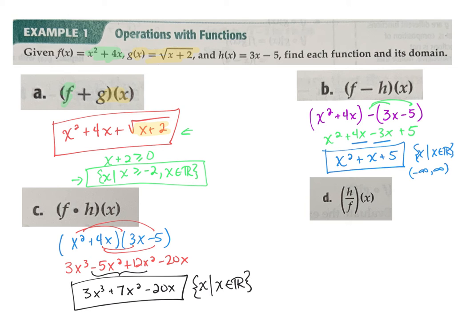No stipulations on that one either. No limitations. The last one, division. They want h divided by f. H divided by f. Well, that is going to be 3x minus 5 divided by x squared plus 4x.